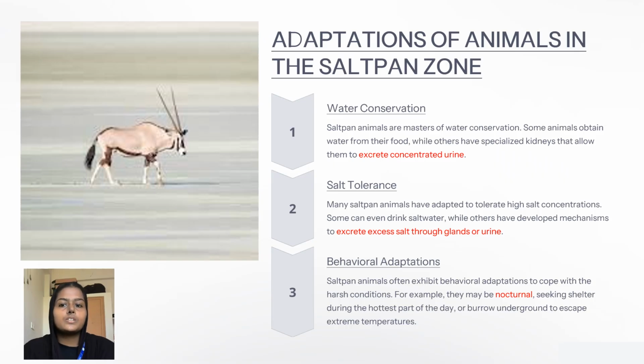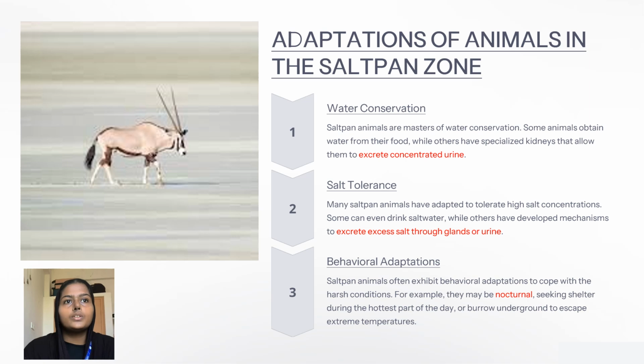Coming to the adaptations of animals in this salt pan zone, water conservation. Since they have very limited access to fresh water, these animals have to conserve the water that is available to them. So they have developed and adapted to excrete most of their metabolic waste within a very limited amount of water by excreting a very highly concentrated urine.